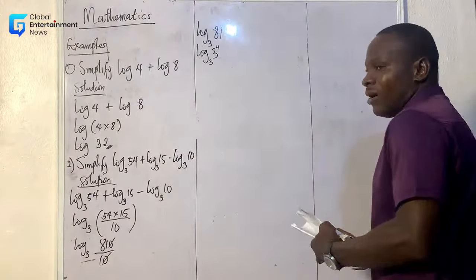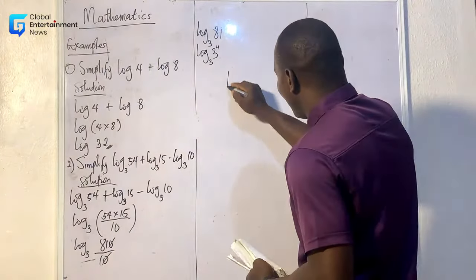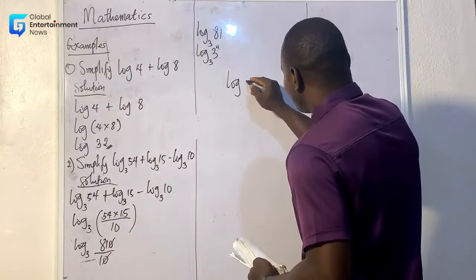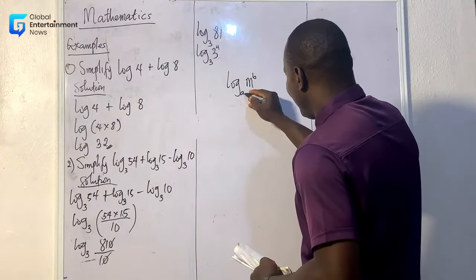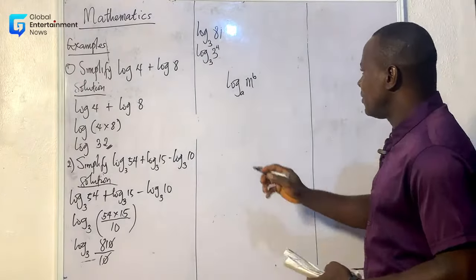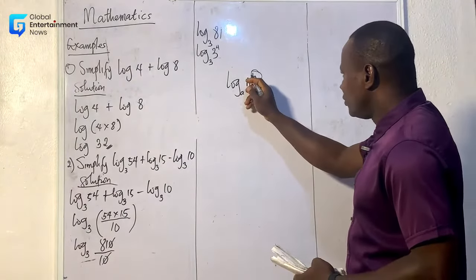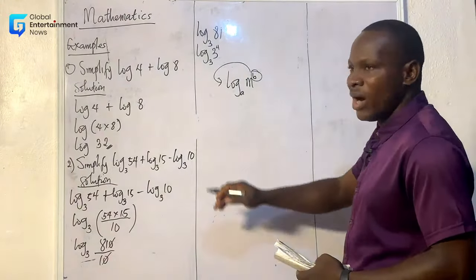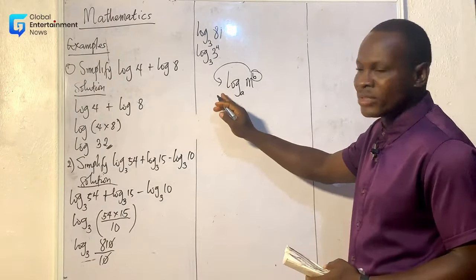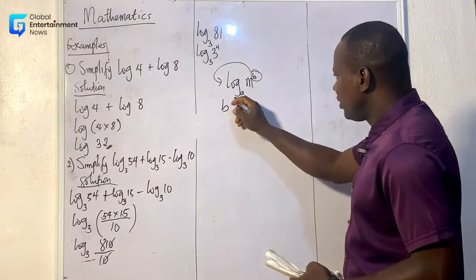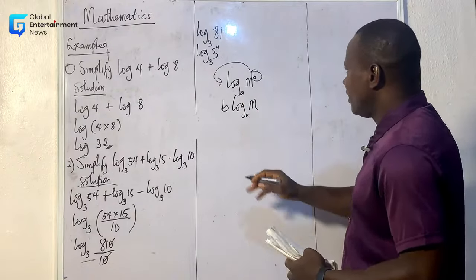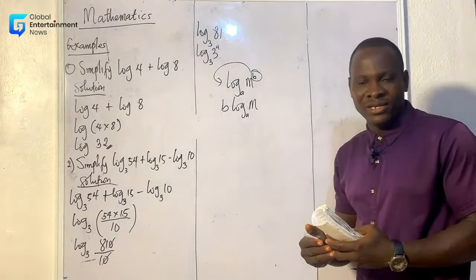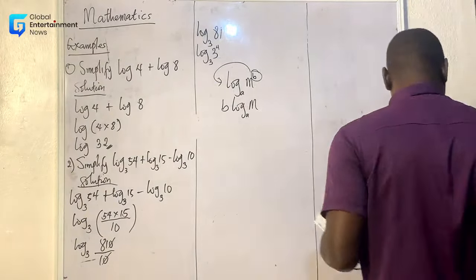You remember the law that says that if you have something like this, log m raised to power b base a, what does it mean? It means that you can see the power. You carry the power to the front side of the log, giving us b log m base a. And the same thing is applicable here. Looking at the power, what we have here is what?